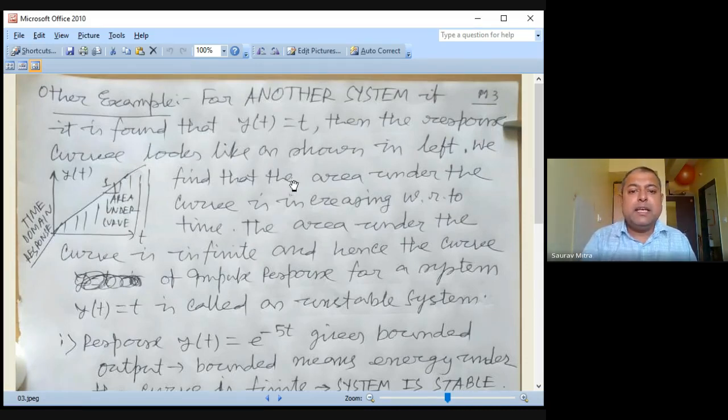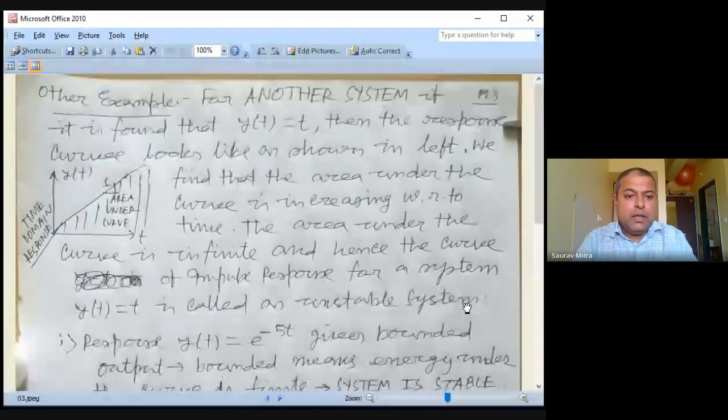So we find that the area under the curve is increasing with respect to time. The area under the curve is infinite, and hence the impulse response curve for a system given by y(t) = t is called an unstable system. So y(t) = t means Y(s) = 1/s², and if you take the inverse Laplace, that gives you the value t. So y(t) = t is called an unstable system.